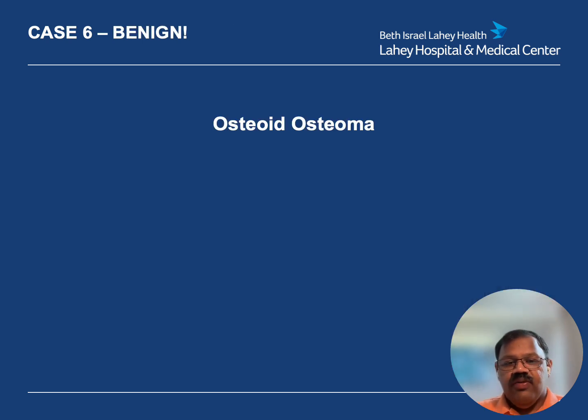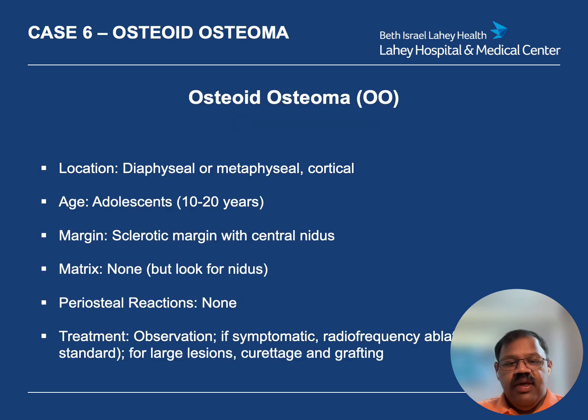If you guessed benign, you are right. This is an osteoid osteoma. Osteoid osteomas can be diaphyseal or metaphyseal in location. They're usually cortically based, and they occur in adolescence, somewhere between 10 and 20 years of age. They have a thick sclerotic margin with usually a central nidus that's oftentimes only picked up on advanced imaging like a CT scan. There's usually no matrix, but do look for that area of translucency representing the nidus. There's usually no associated periosteal reaction, and treatment for this is usually observation. If symptomatic, they can be treated with radiofrequency ablation or, for larger lesions, curettage and grafting.